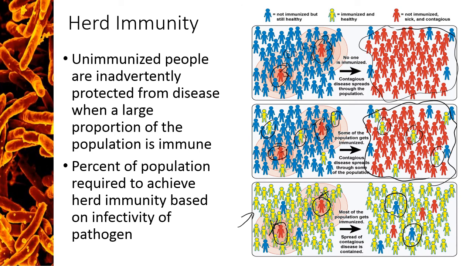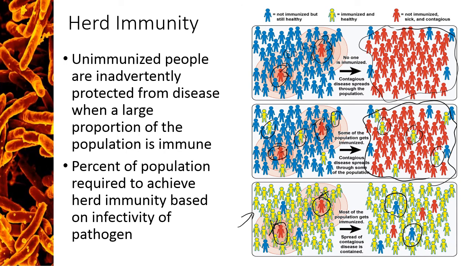This is important because there are some people who are immunocompromised who are not able to get vaccines. And there are also some people who are, say, infants that are not old enough for vaccines yet. And having herd immunity helps protect those individuals from exposure to the disease.